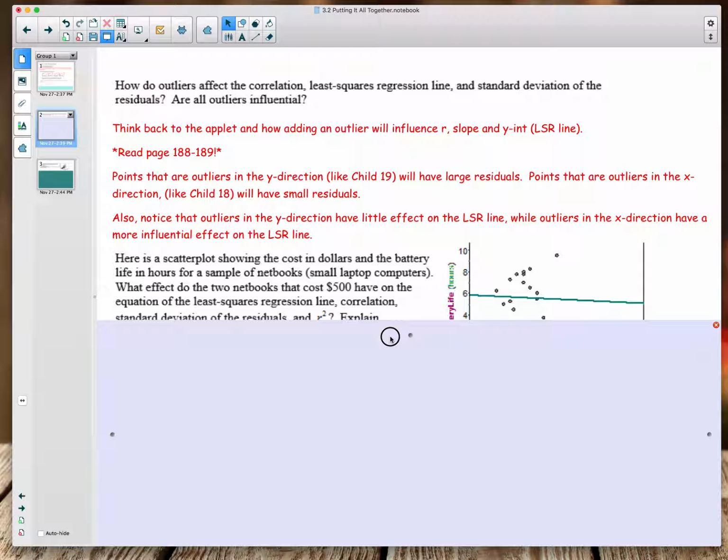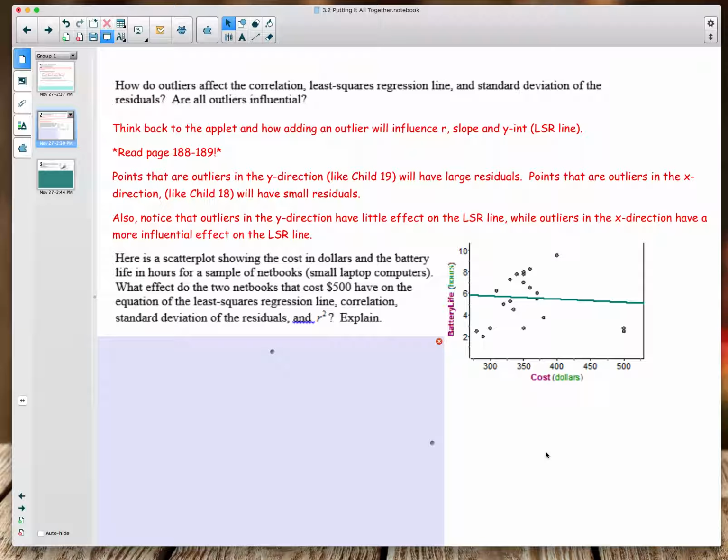So go ahead and take the time and jot this down for that first question. Make sure you are taking the time to read through page 188 and 189. So once again, points that are outliers in the y direction, like child 19, are going to have large residuals because they're further away from the line, whereas child 18 is pretty close to the line. And points that are outliers in the x direction, like child 18, are going to have smaller residuals.